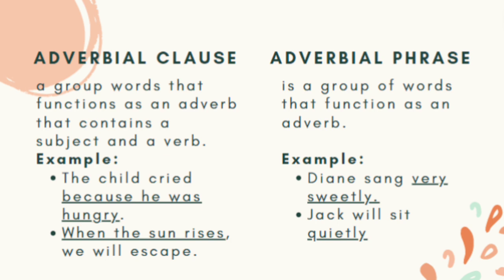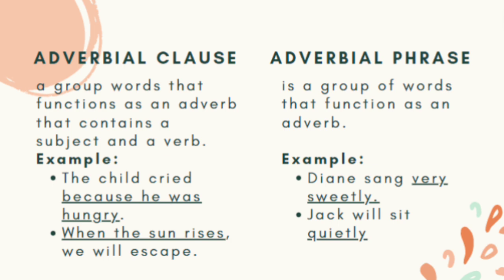Another example, when the sun rises, we will escape. The underlined phrase is "when the sun rises." It contains the subject, which is the sun, and the verb, which is rises. Next, we have adverbial phrase. An adverbial phrase is a group of words that function as an adverb.